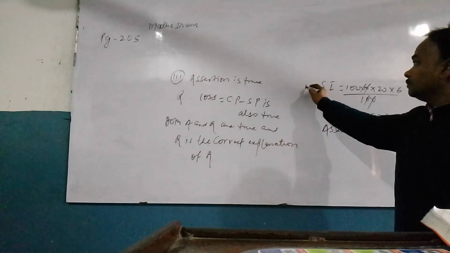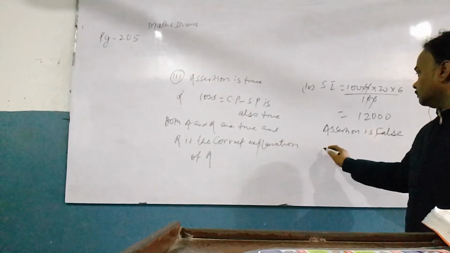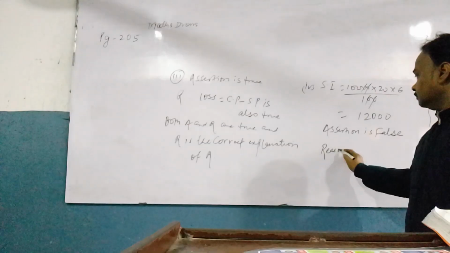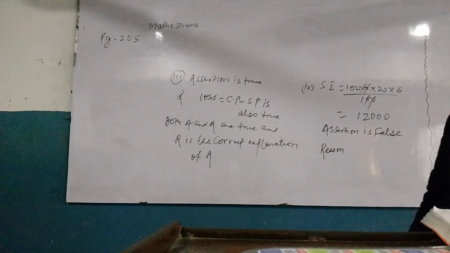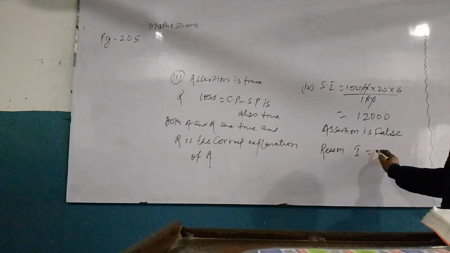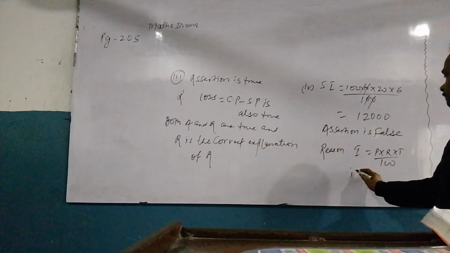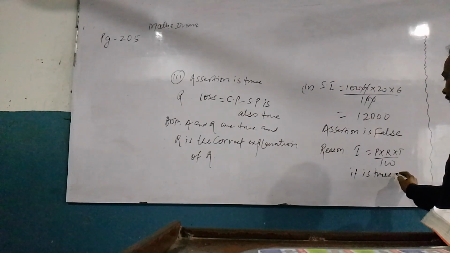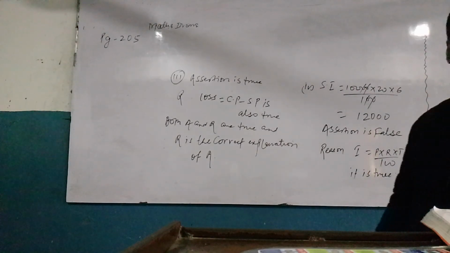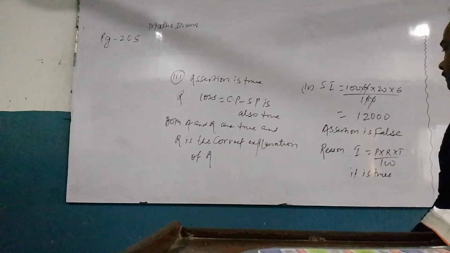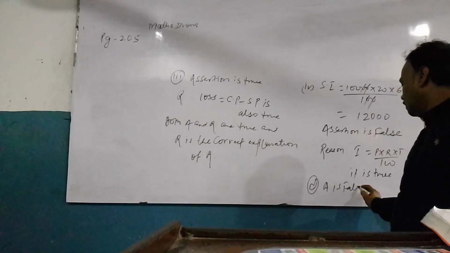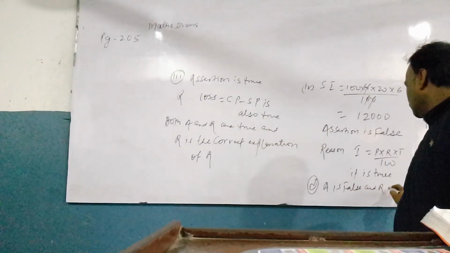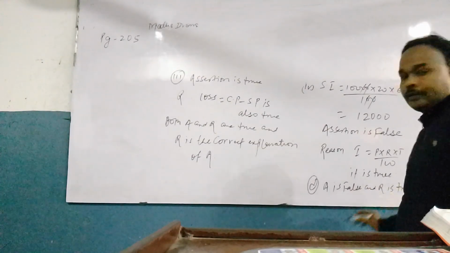And the reason: interest I is equal to P into R into T by 100. It is true. So here the correct option is D. A is false but R is true. D. A is false means assertion is false and reason is true. Is it clear to everyone?